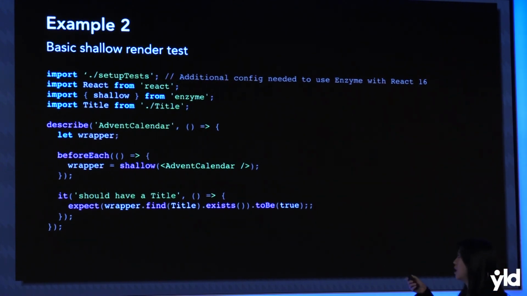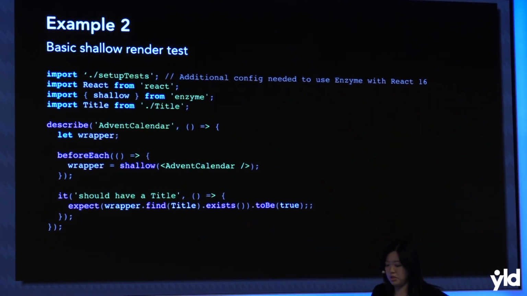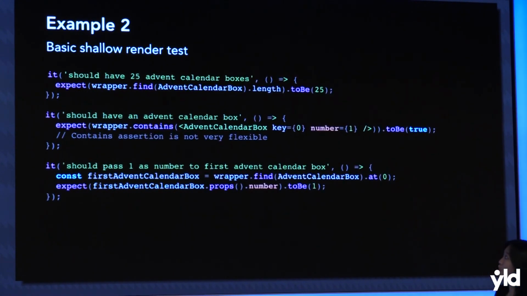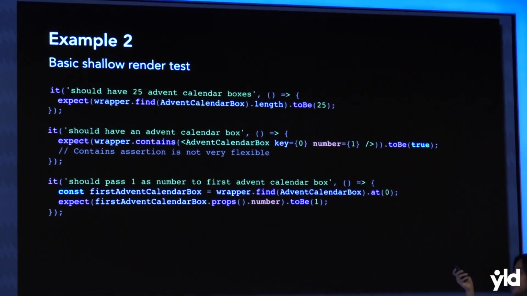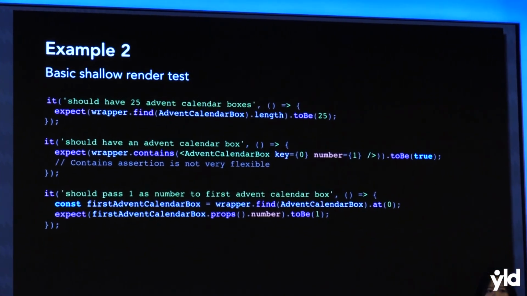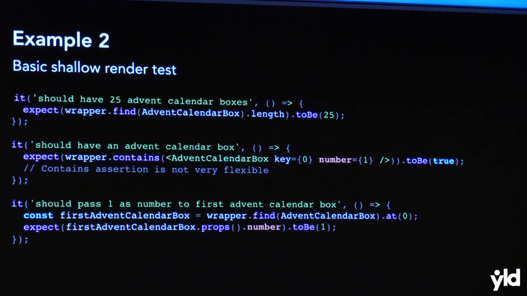So in this case, I would just find that a title exists, and I would expect that to be true. Next, I'm also testing that it has the correct number of boxes, and that the props are correct. So the gotcha on this page is that you can actually use a contains assertion. I've seen some people do that using Enzyme.